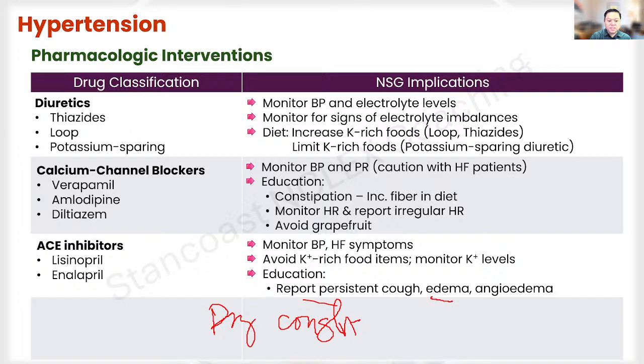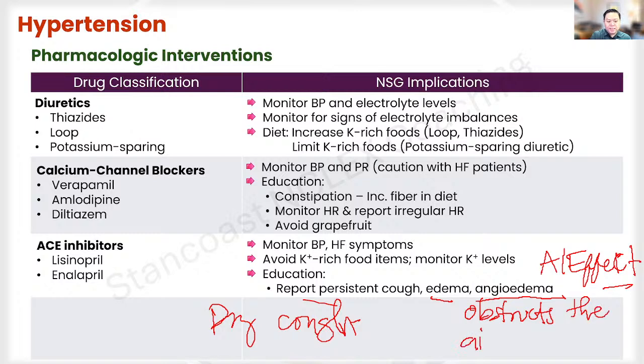This can also lead to some edema and angioedema, which is an adverse effect of ACE inhibitors, right? Angioedema, which is that enlargement, swelling of the patient's tongue, which can potentially obstruct the airway. So this is a complication of taking ACE inhibitors. All right. Now let's move forward to the next classification, guys.